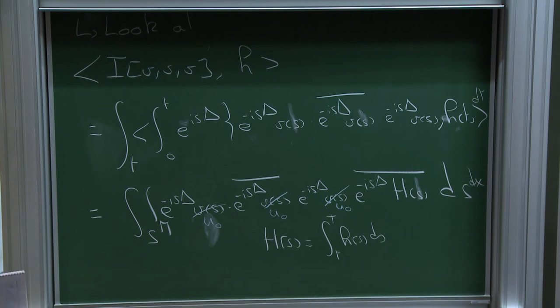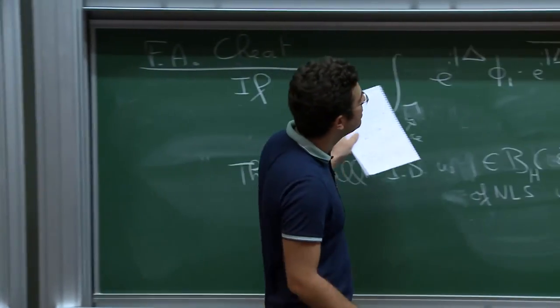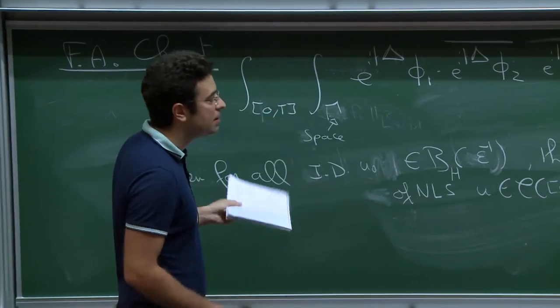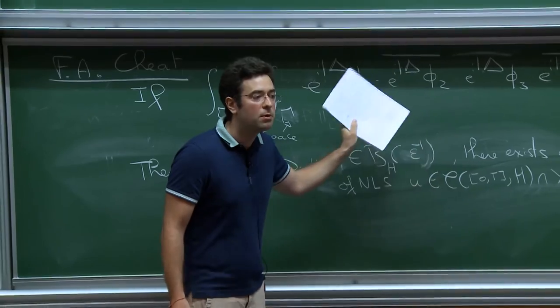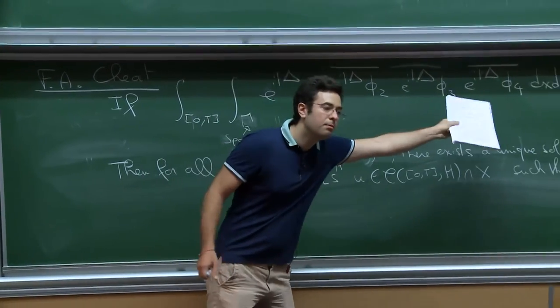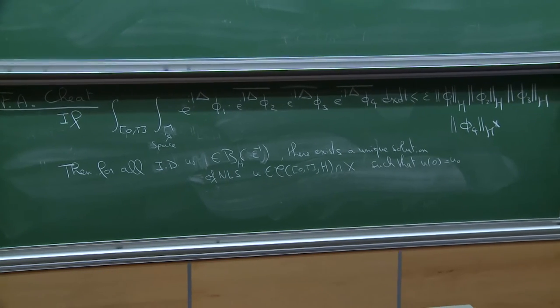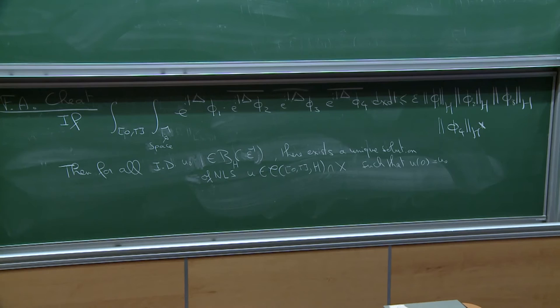Now, one last remark is that you can also say that if this holds, then at the very least, your flow, if it exists, this is its third derivative at zero. And this tells you that its third derivative at zero is bounded in the space H. OK, so now where is the cheat?